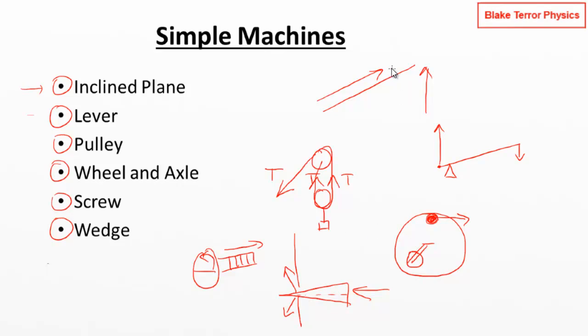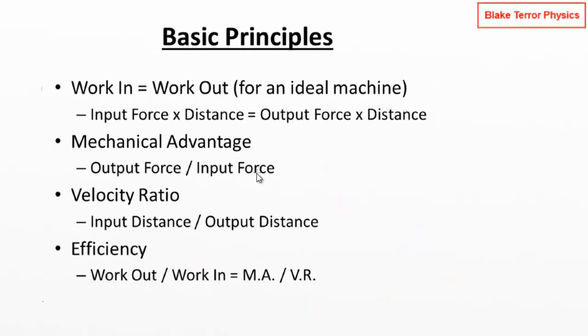And you'll notice that I would have described certainly 5 of these, with a possible exception of the pulley, in very geometric terms. You can see a lot of triangles coming out here. We've got a triangle here on this slope. We've got triangles here on this lever. We've got triangles on the wedge. And then we've got these circles going on with the screw and the wheel and axle. And that leads us into our basic principles of how we're analysing these simple machines.